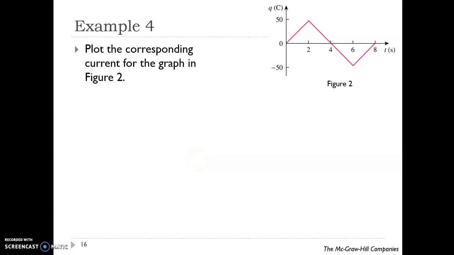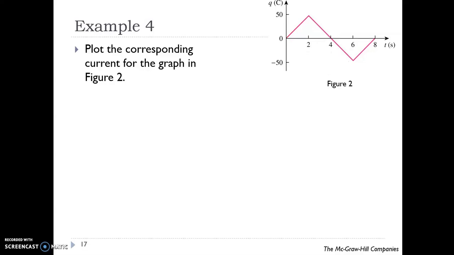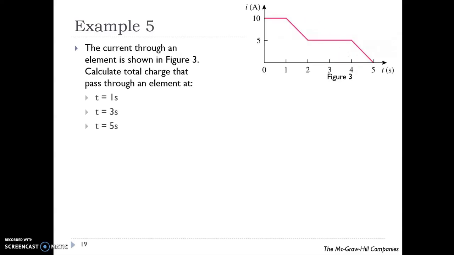Okay, so in this video we will still continue on examples of chapter 1. For the case of example 4, I'm going to leave it for you to solve. I will discuss example 5.